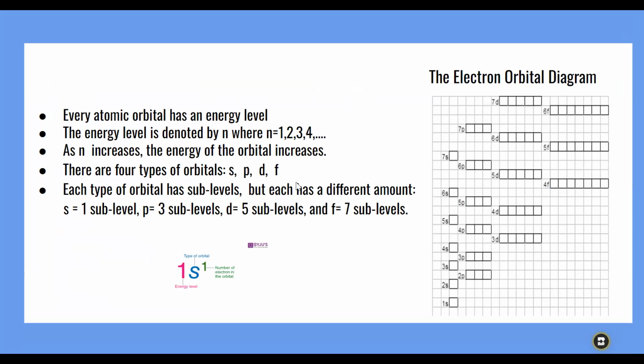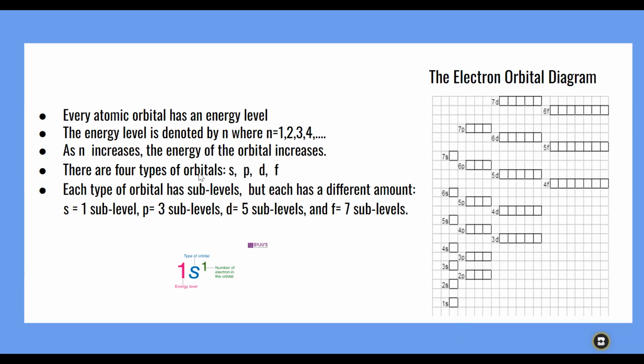Now, when we place electrons in their orbitals, I want to explain things you should know. Every atomic orbital has an energy level. You see, these big numbers are energy levels. It's normally denoted by n equal to 1, 2, 3, 4. As the energy level increases, the energy of the orbital increases. So the orbital here has more energy than the orbital here. There should be something showing that it's increasing in energy.